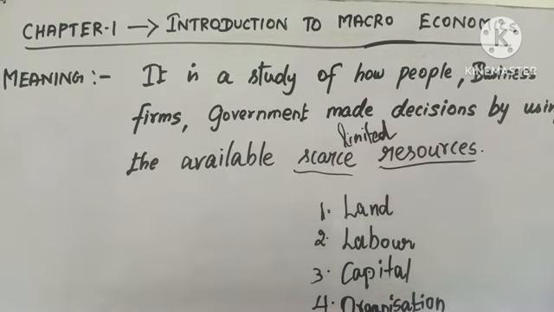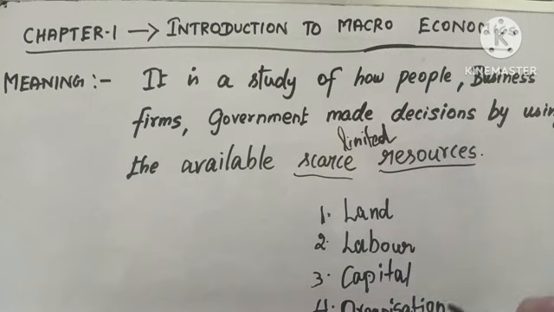So what are all the resources we are having? The first one is land, the second one is labor, the third one is capital, and the fourth one is organization. These are all the resources that are available in our economy. So we are having scarce resources. It means resources that are available in our environment are limited, but our needs and wants are unlimited.